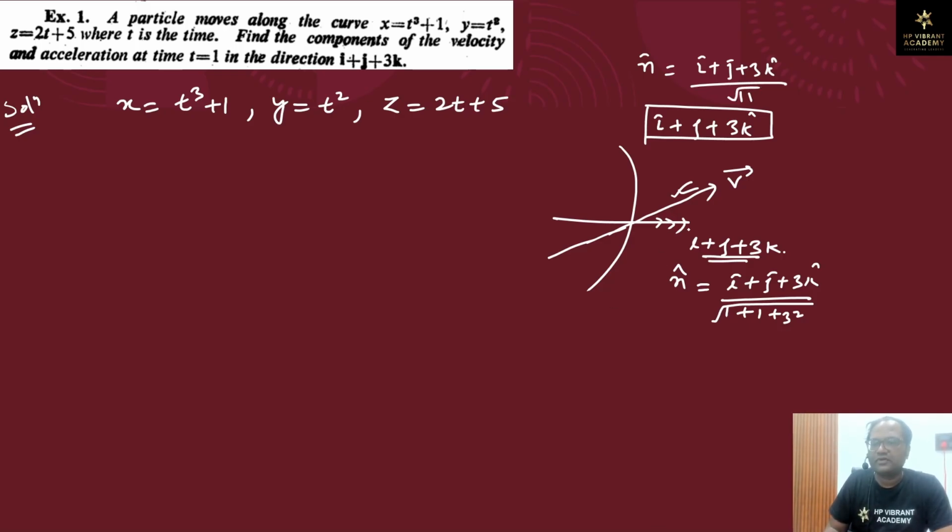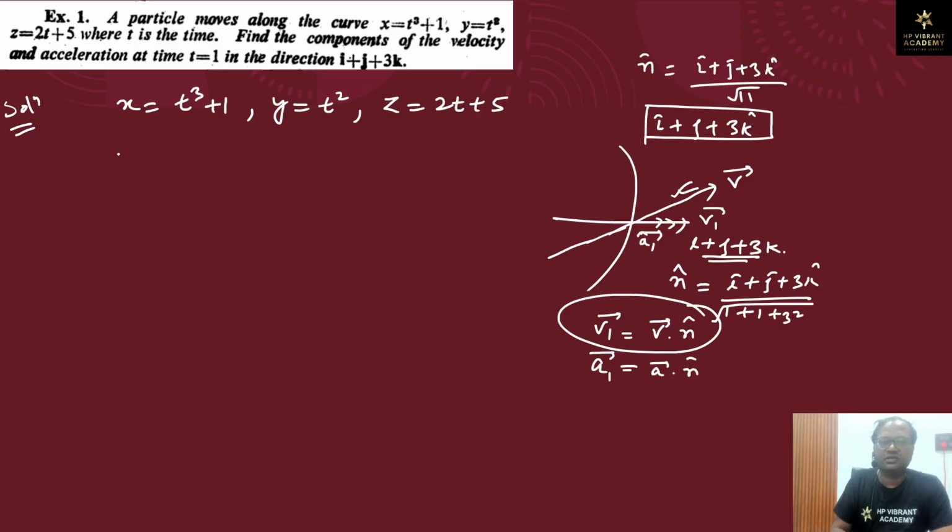For finding the velocity along this direction, let us consider the component as v1. So v1 is in the direction of i cap + j cap + 3k cap, so the v1 vector is equal to v into n cap. This will be the component of velocity along the direction of i cap + j cap + 3k cap. Similarly, suppose the acceleration along this direction is a1. So a1 is equal to the a vector dot n cap.